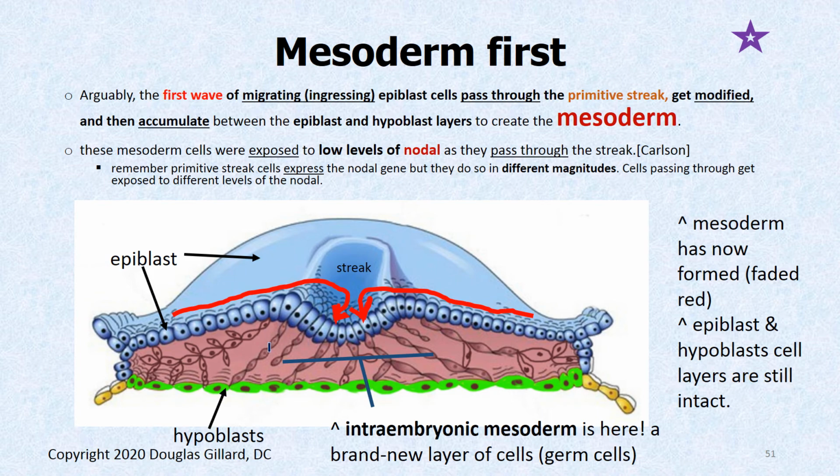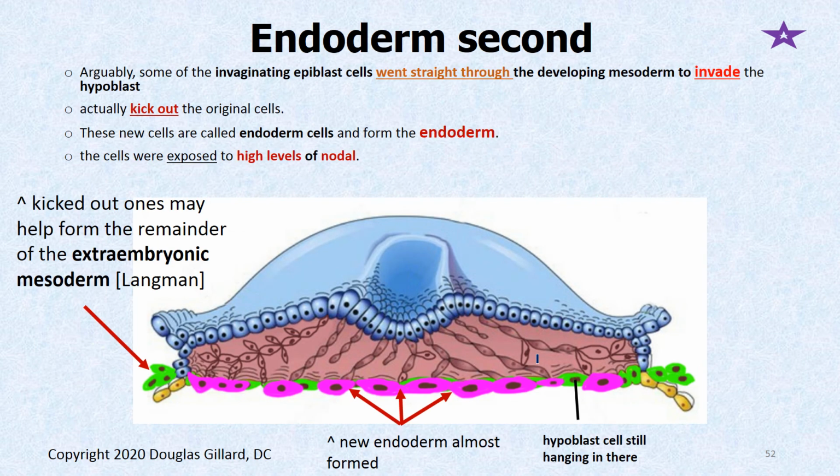And if they got a high dose of nodal, they'll go all the way down here and start kicking these hypoblast cells out. If they got a low dose of nodal, they don't have enough power to go way down there. They start filling in the middle here. Those will become mesoderm cells. So second will be the endoderm.